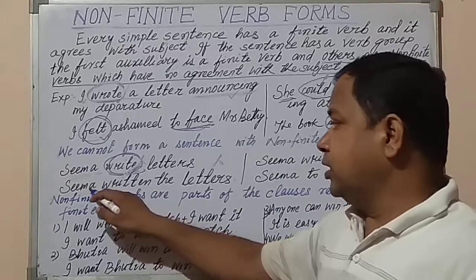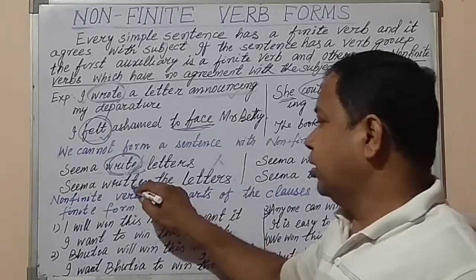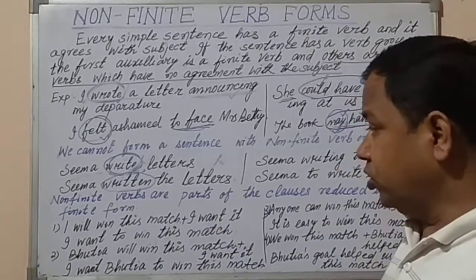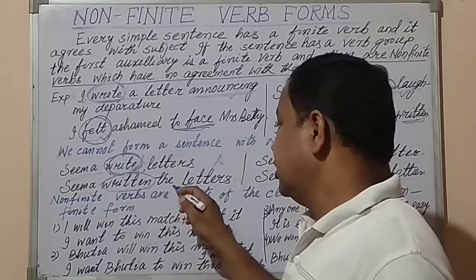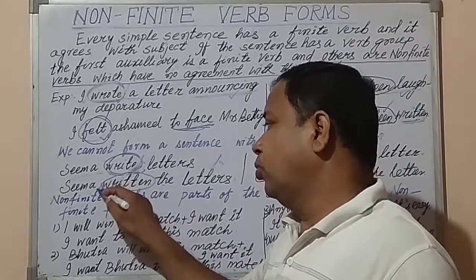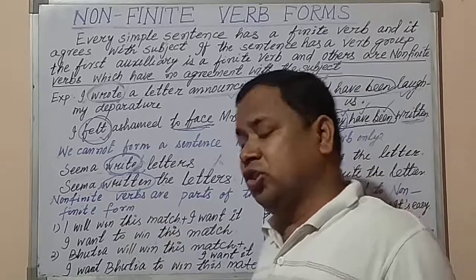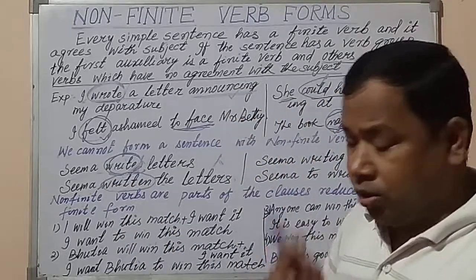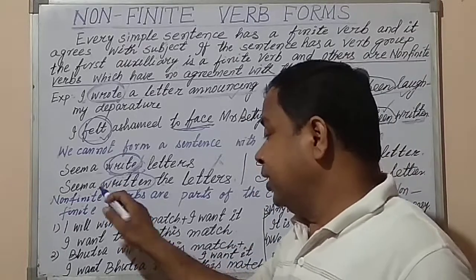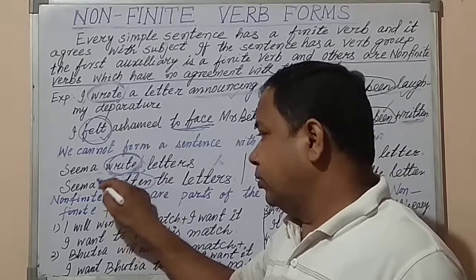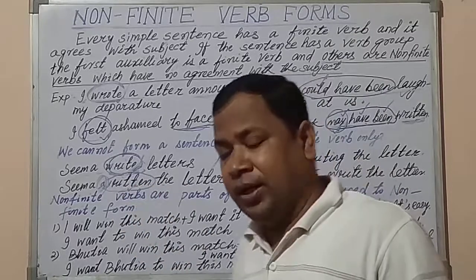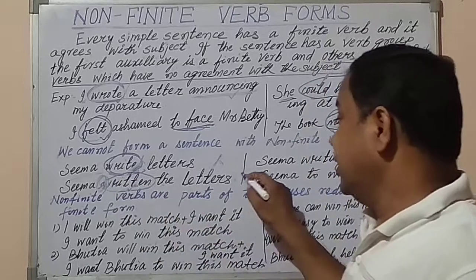The next one you see, Seema written the letters. You see here, written is the verb, but this verb is not with an auxiliary. That is, Seema has written the letters. It is right, but there is no has here. That means there is no auxiliary. Has or had is the auxiliary, and it is also the finite verb. It has the agreement with Seema, but as there is no auxiliary verb here, written is a non-finite verb and this cannot be a sentence.